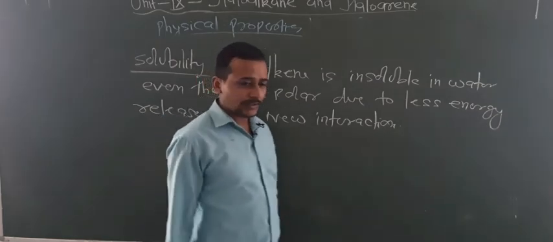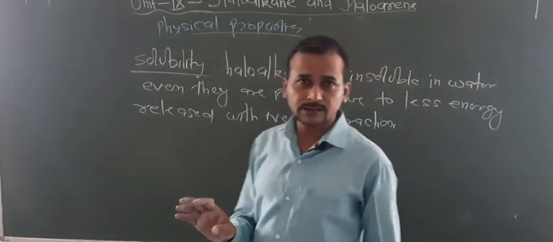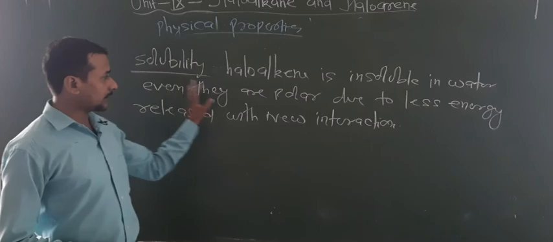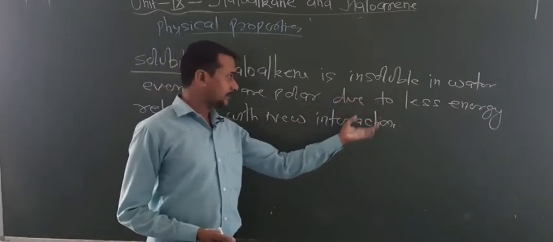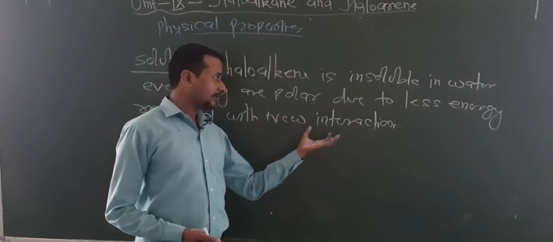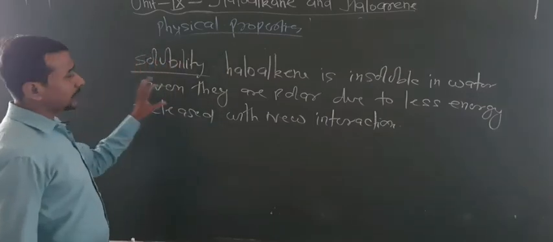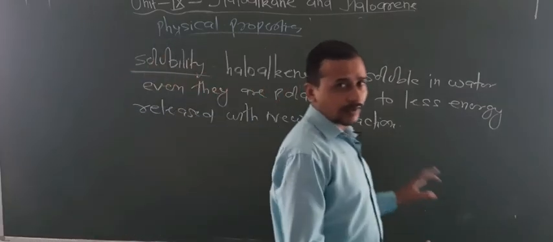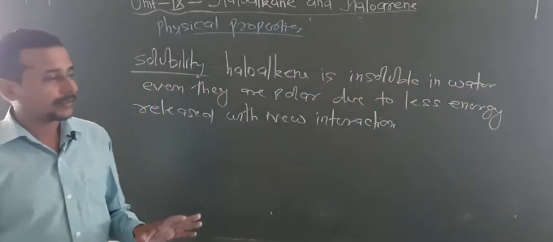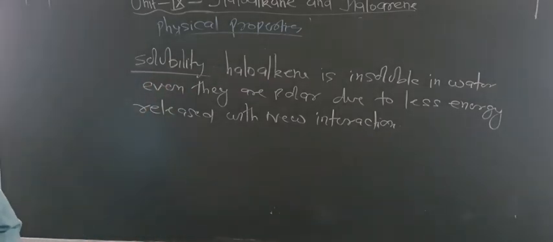So one thing dear students, you have to note down that in the case of solubility of haloalkanes, don't talk about the hydrogen bonding. You only have to write in terms of the energy required being more than the energy released by the new interactions. So that's why this liberates less energy by the new interactions, and that's why haloalkanes are not soluble in water. If you write the hydrogen bonding, your answer may be wrong. So don't write H bonding in the case of solubility of haloalkane.